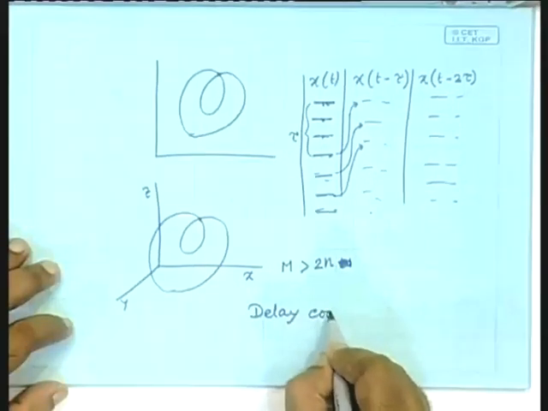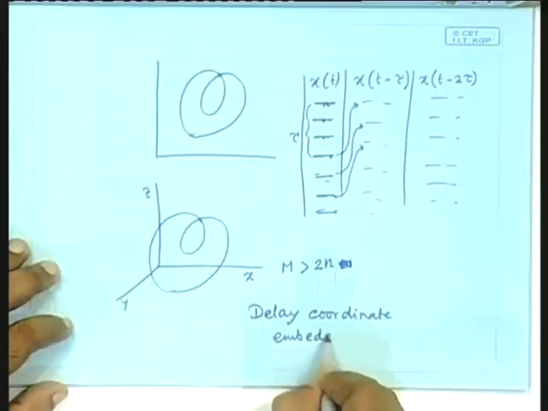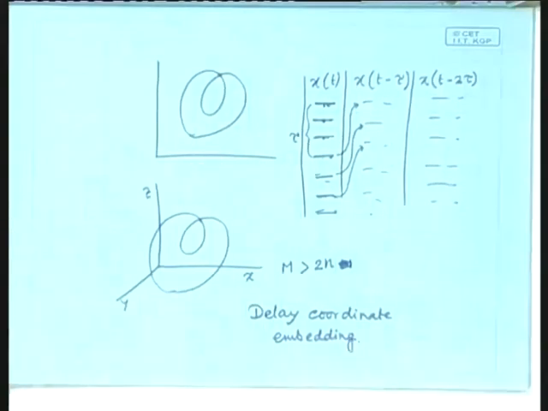This is called delay coordinate embedding, and the dimension that you need at minimum to represent that particular dynamical system is called the embedding dimension. It is not the same as the actual dimension of the system. This means the minimum number of dimensions that you need in order to properly represent the dynamics of the system.